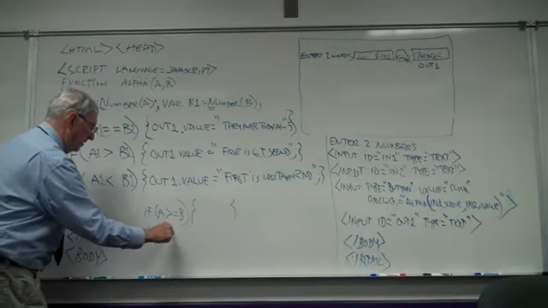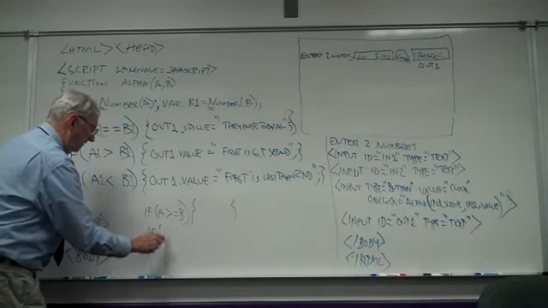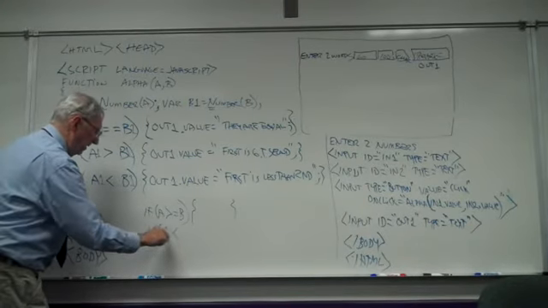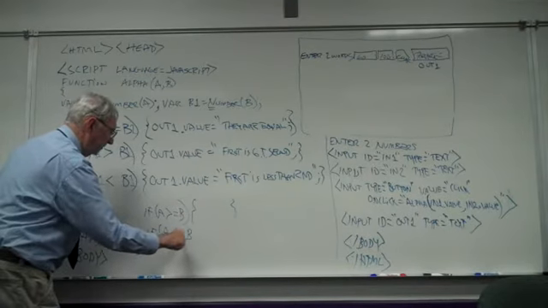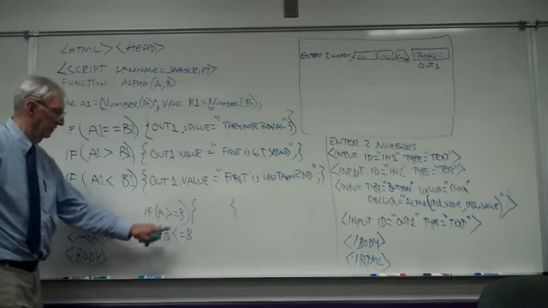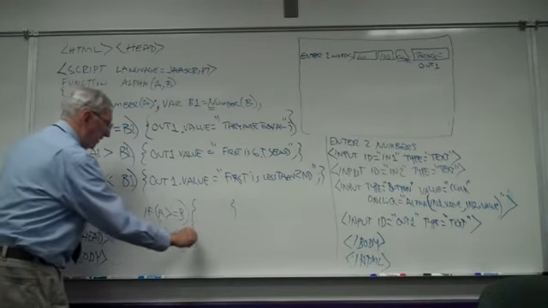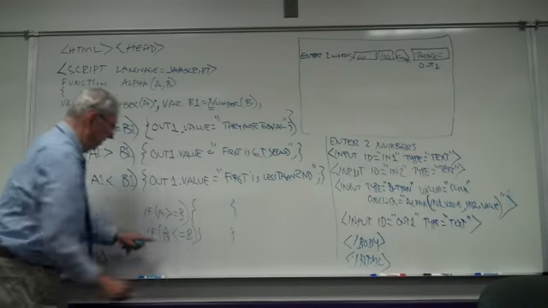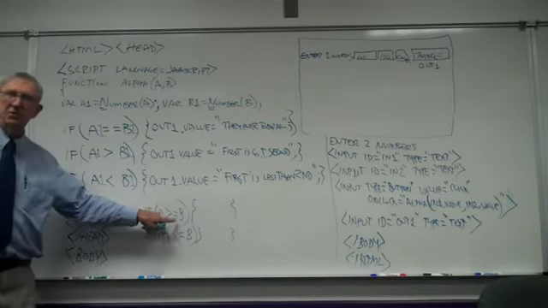I can say if A is less than or equal to B, and they're going to be in that order. It has to be greater, equal, less, equal, like that. Then you can do this over here. So in other words, that's another possibility. You can test two things at once if you want to.